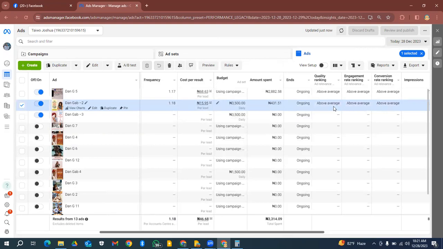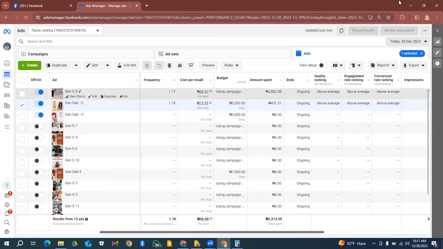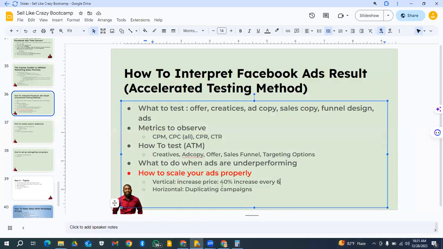All right, so this is how I increase. I increase with a 40% increase every 6 hours, right? Every 6 hours, I can increase it by 40%, right?